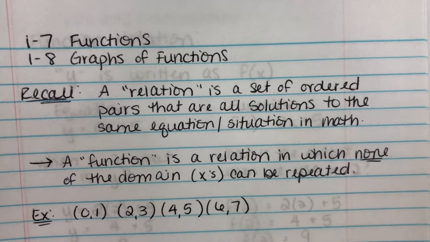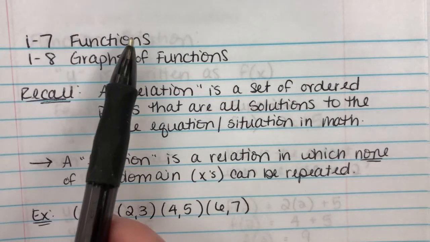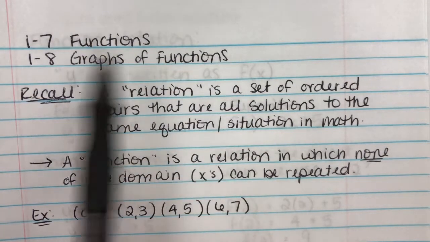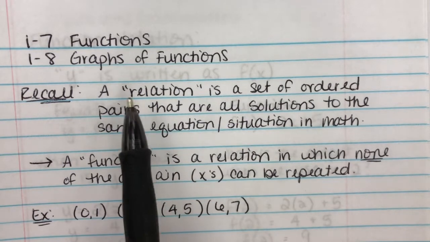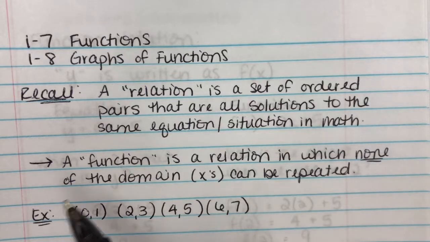Okay, so we're finishing up chapter 1. We have 2 more lessons this week, and then we're going to review and have you take your test on chapter 1. So they kind of go together. We're talking about functions, and then once you know what a function is, we can look at graphs of functions. So remember, in one of our last lessons, a relation is just a set of ordered pairs.